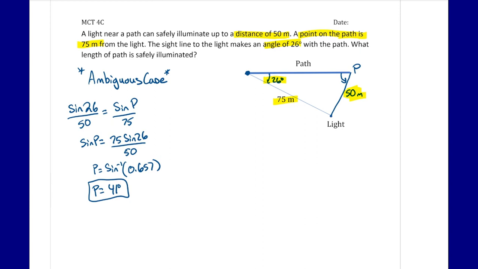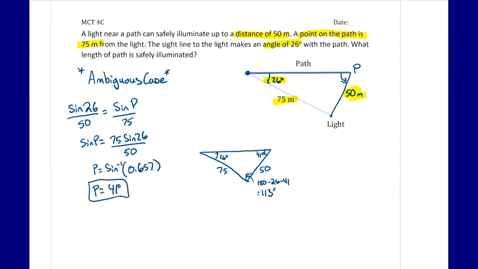So I know that angle P can be 41 degrees. So that means I can have one triangle with 50, 75, 26, and 41 degrees. I can figure out this third angle, which I'm going to need. 180 minus 26 minus 41 equals 113.